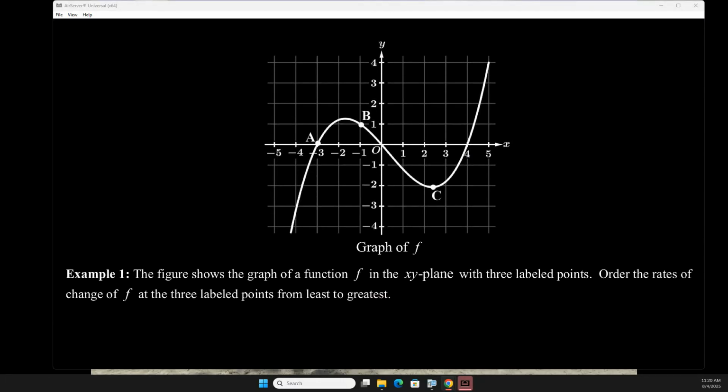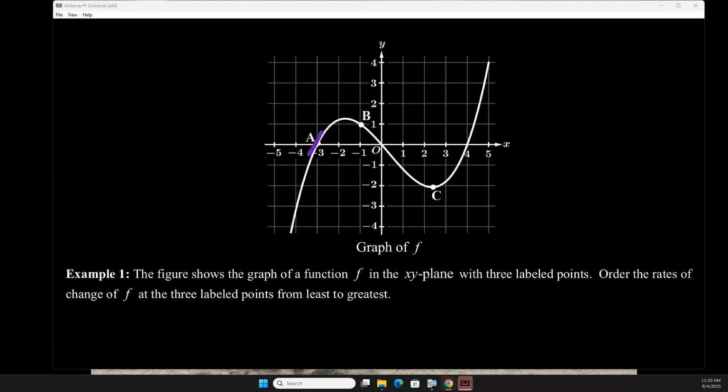All right, so let's look at example 1. We have this function, and we have 3 labeled points, and we're going to order the rates of change of those points from least to greatest. If you're trying to think about rate of change, I think it's a good idea to draw a little slope at that point, a little slope that goes along the line at that point.